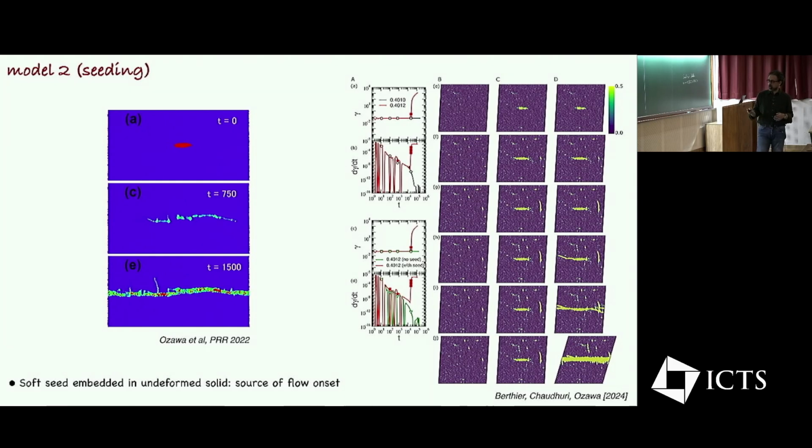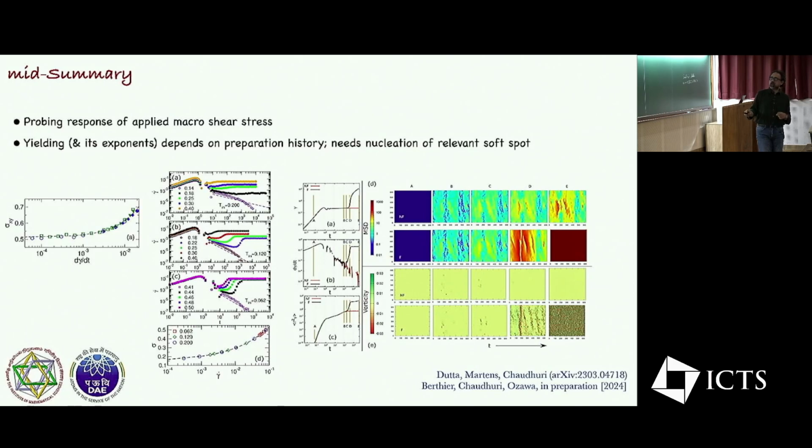So I'll summarize this part of the talk. Basically, we are probing the response of these athermal amorphous solids to applied macroscopic shear stress. We're looking at the yielding, and we have shown that the fluidization exponents depend on the preparation history, and also determined that you need the nucleation of the relevant soft spot for the system to get into flow.